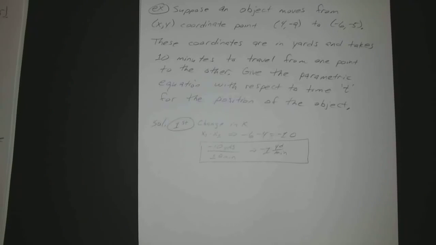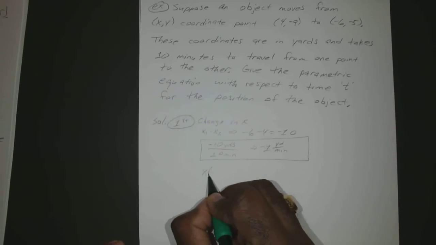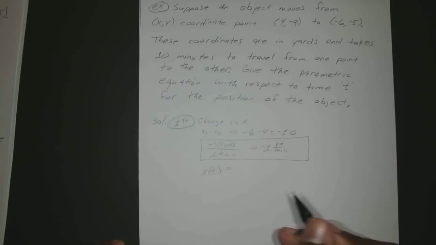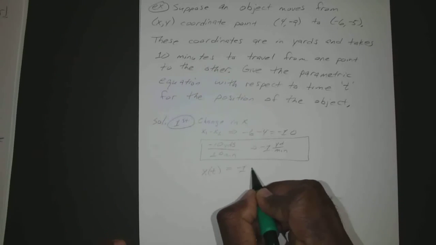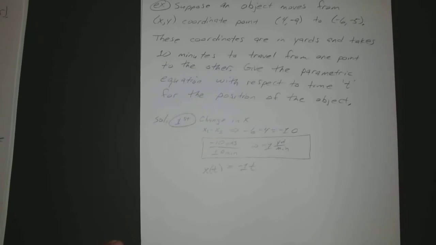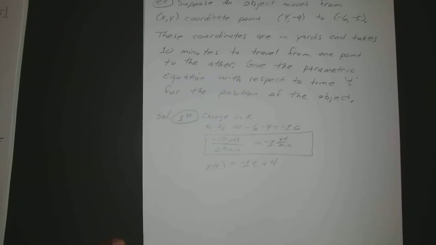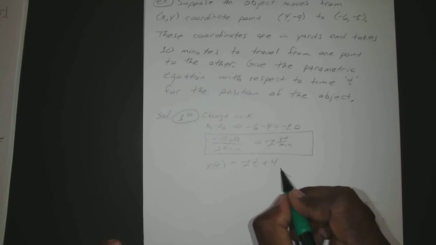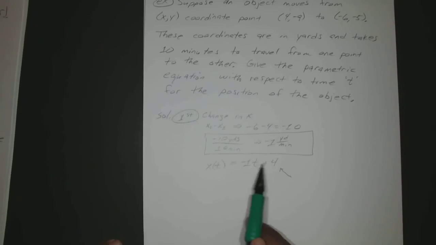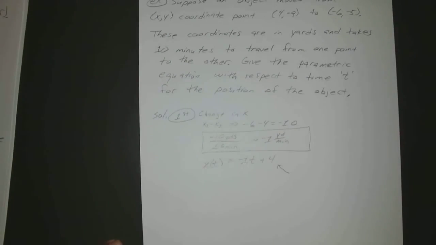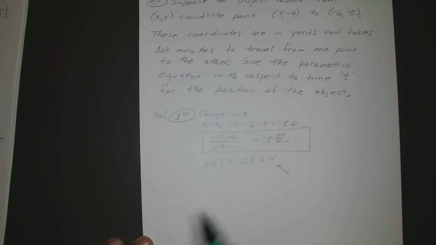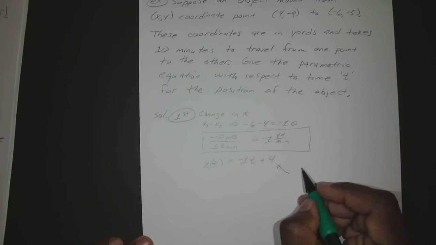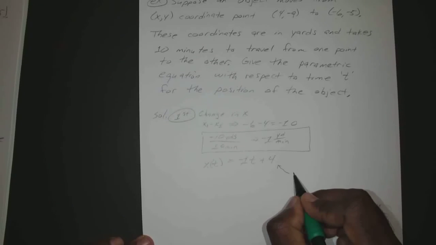Okay, so that means our parametric equation is going to be -1 times our time plus 4. Because remember, we started at 4. So when t equals 0, we're at 4. So for every minute that goes by, it goes down 1 yard.